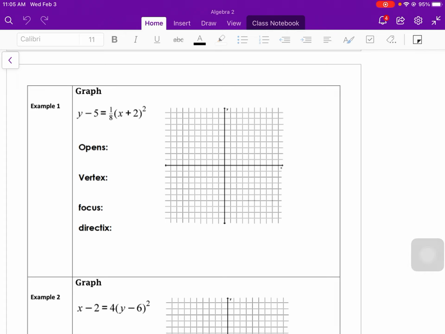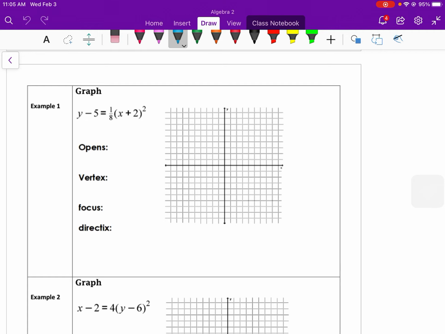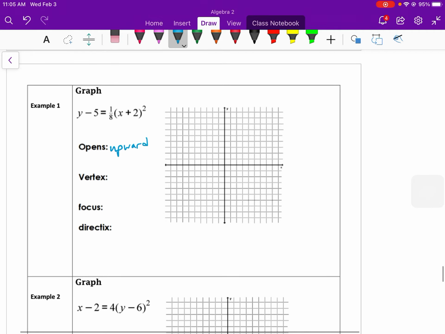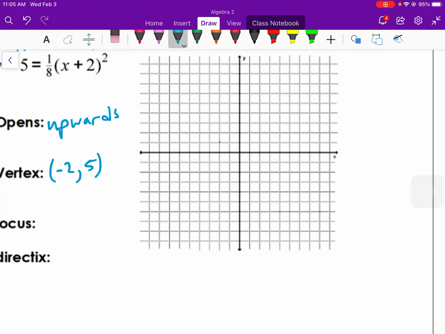So in this first problem, it's asking us to graph this equation here. First, we're looking at which way it opens. So we have a y equals and it's positive. So that means it's going to open up. So we're going to say opens upwards. Then we're going to see what our vertex is. So remember that k is with y and h is with x. So then our vertex is going to be (-2, 5). So then we can plot that at negative 2, 1, 2, 3, 4, 5. We don't need those extra marks.